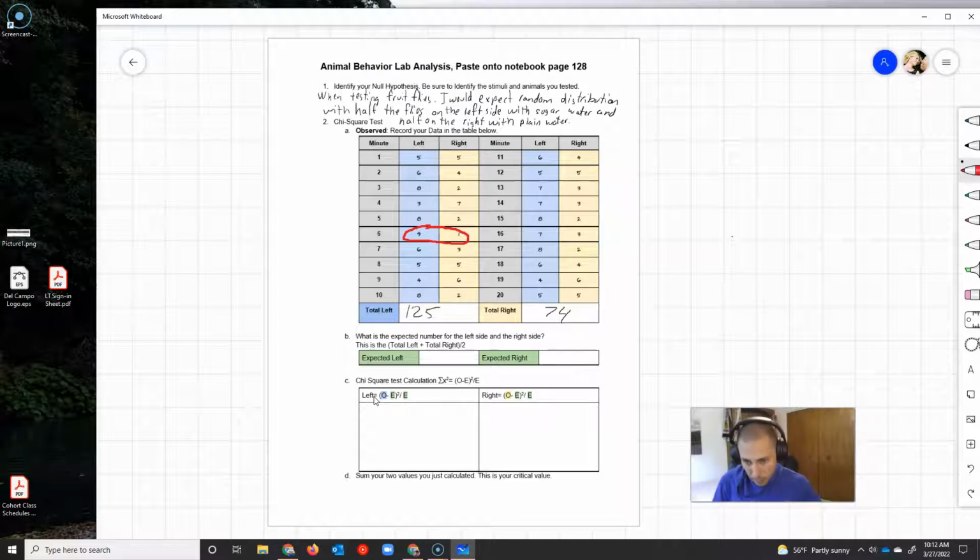So now, what is the expected number? So this was my observed. This is what I actually got. What was my expected number? So if I have total left plus total right, that gives me 199. And so I take total left plus total right and I divide that by 2. So 199 divided by 2 is going to be almost 100, right? It's going to be 99.5. 99.5 for both of those, right? So it should be the same on each side.